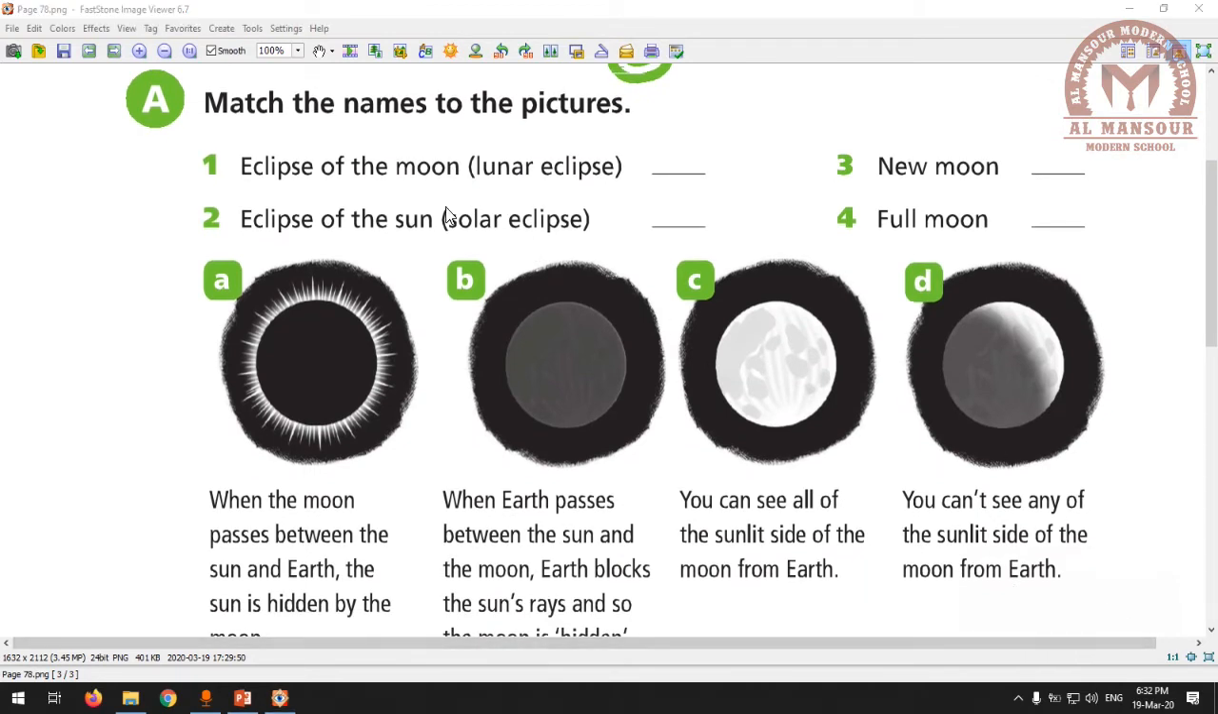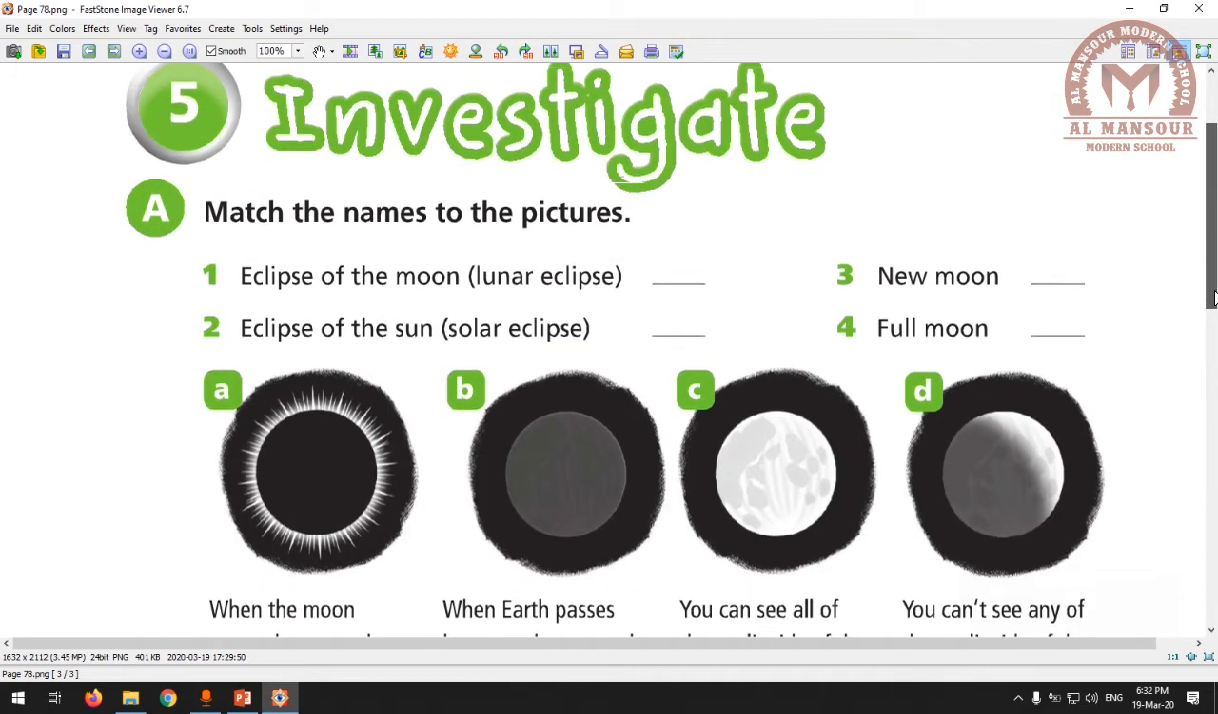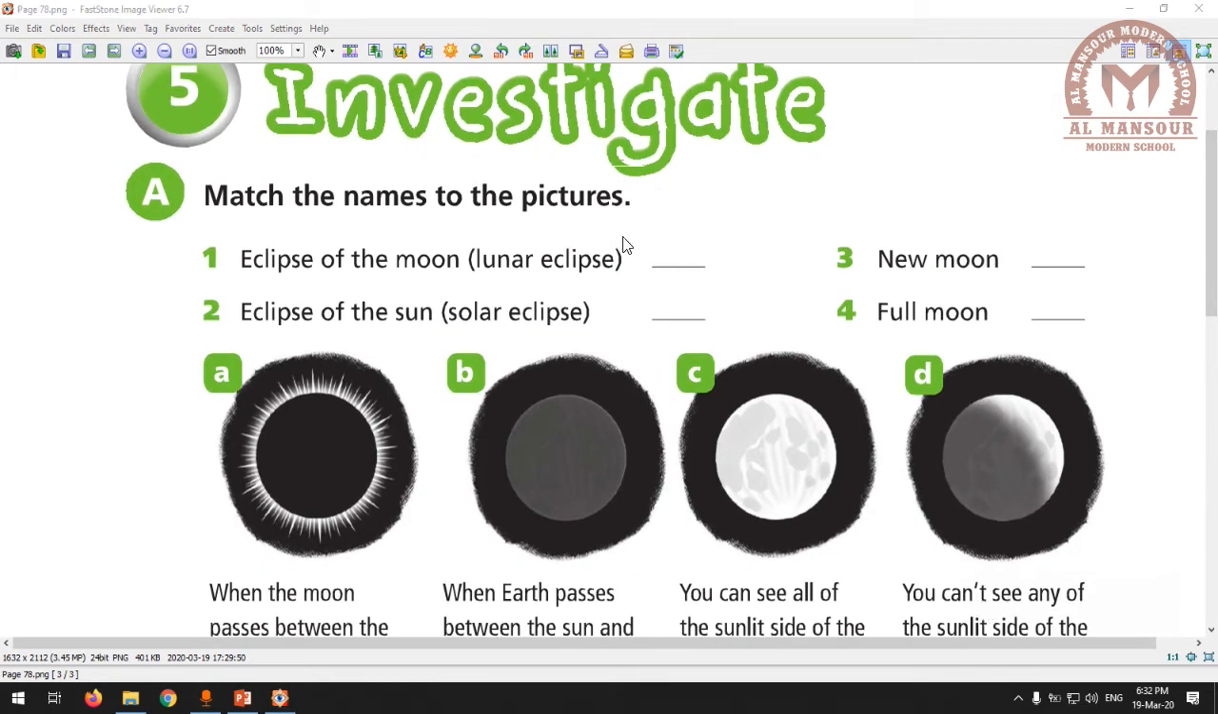I'm going to help you with the first one. Eclipse of the moon, lunar eclipse. So when the Earth passes between the sun and the moon, Earth blocks the sun rays, and so the moon is hidden. So this is B for sure. You can finish the rest by yourself. It's an easy exercise.